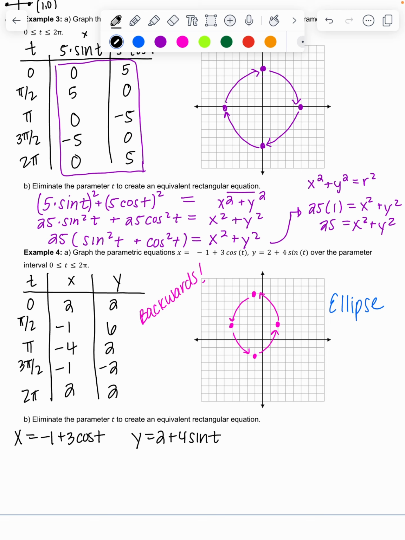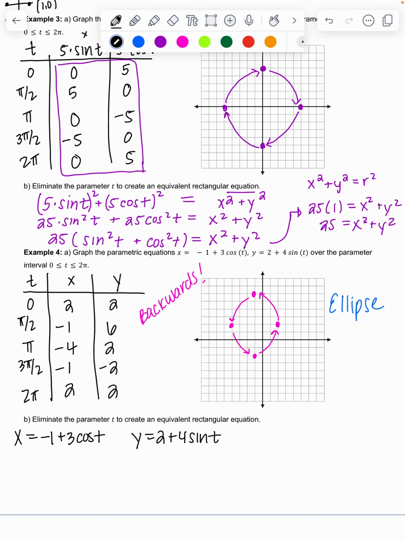On this one, I'm going to take a different approach. I don't want to get to the x squared, y squared yet, because if I squared that, I'm going to have a binomial that I need to square. If I squared x, I'd have to figure out what -1 plus 3 cosine t, the whole quantity squared, would be. So instead, what I'm going to do is get the cosine and sine by themselves, so when I square them, it's already a little bit easier for me to use.